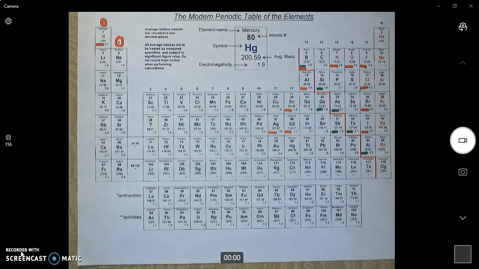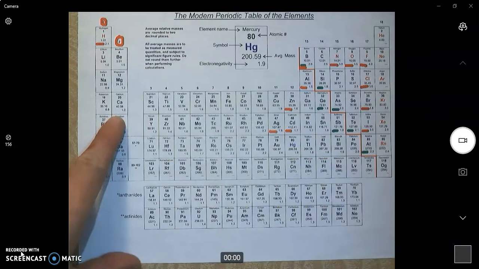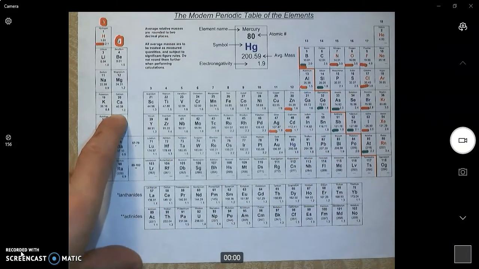Alright, ladies and gentlemen, I want to go through the answers to the shorthand configurations and the Lewis dot notations for the electron configuration worksheet. This was Thursday night's homework. Let's take a look at the elements we need to do. We're going to take a look at calcium first. So calcium's location is right here on the table.